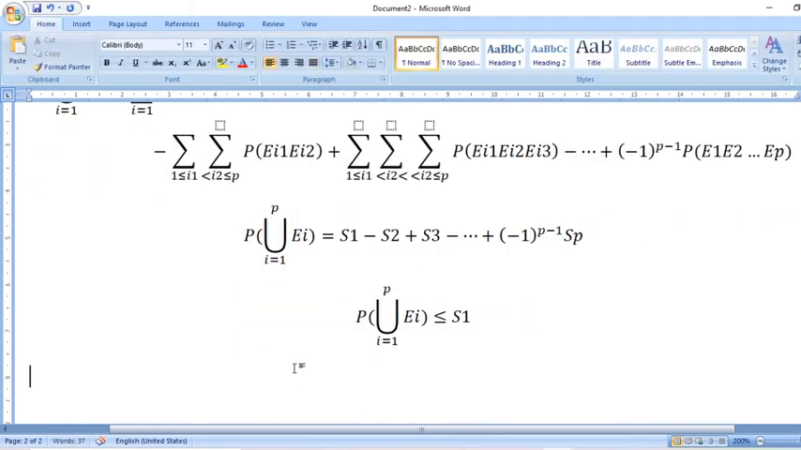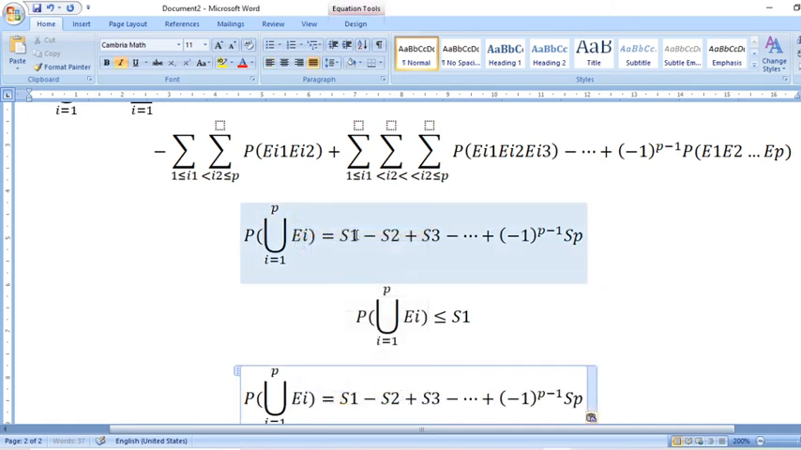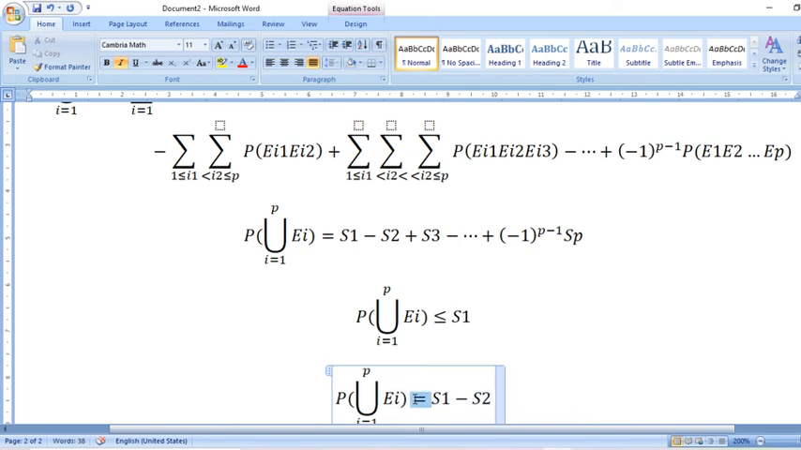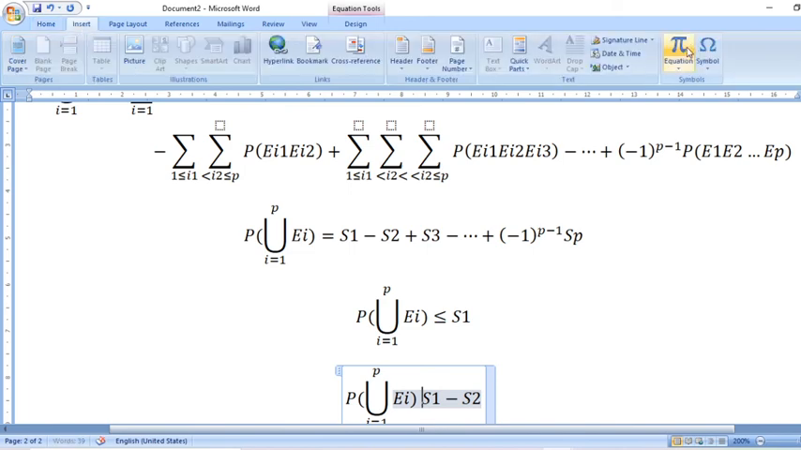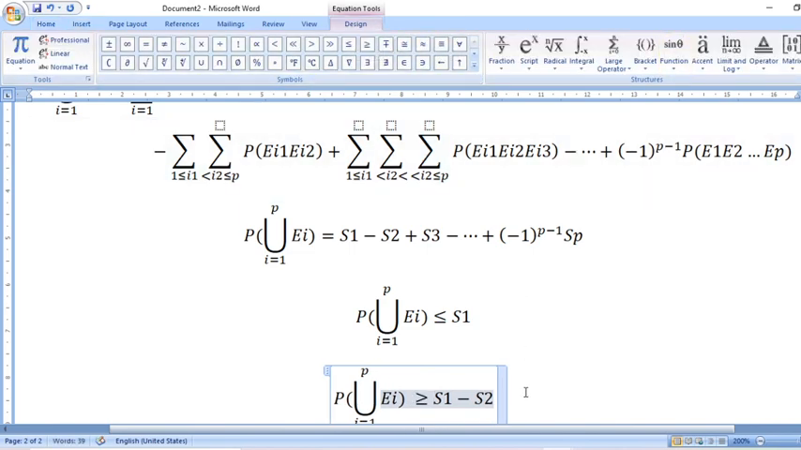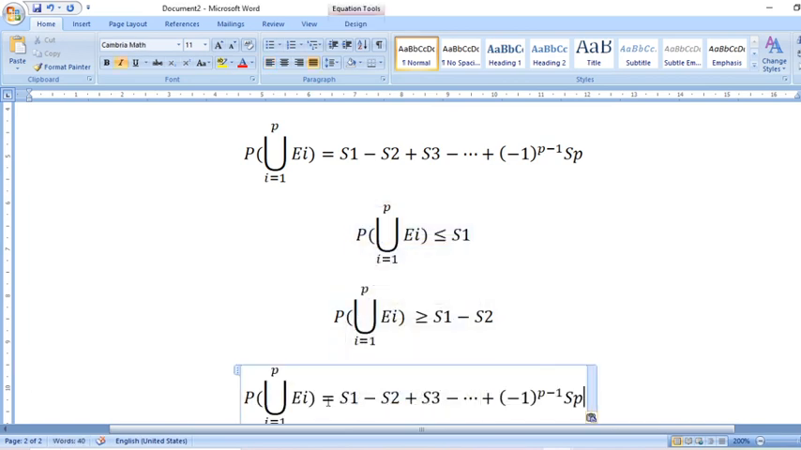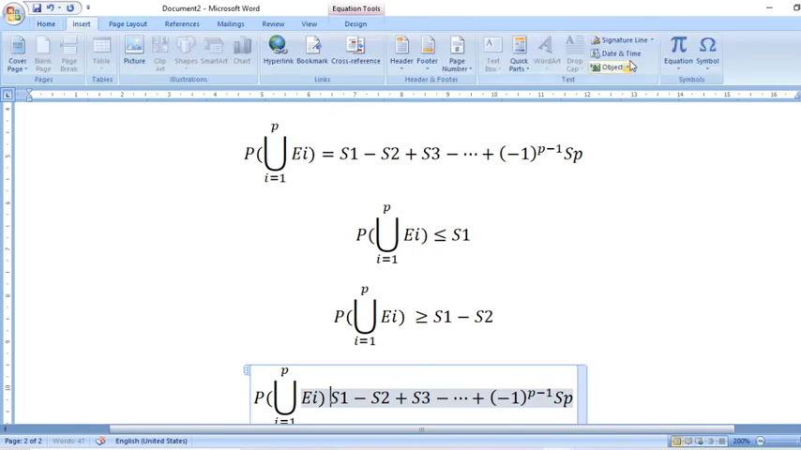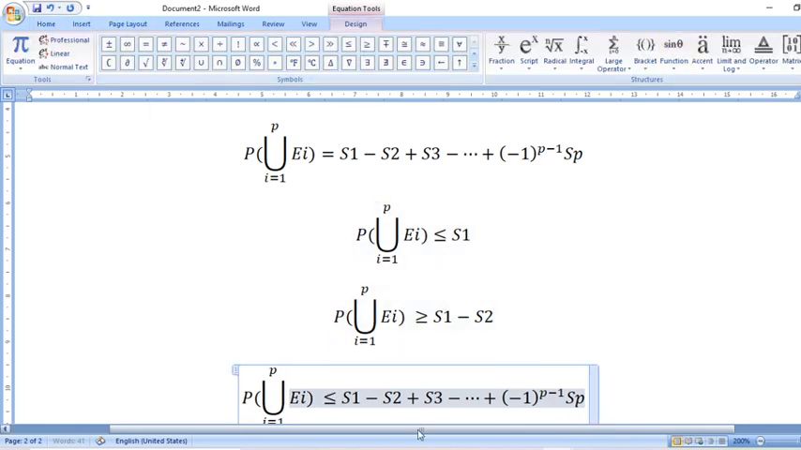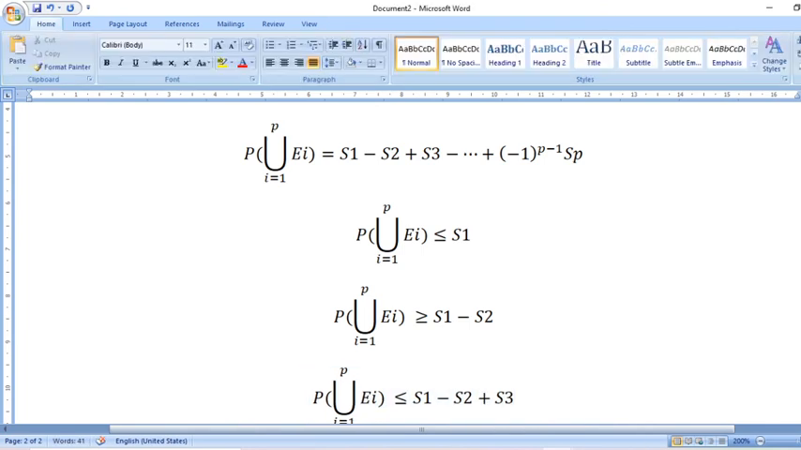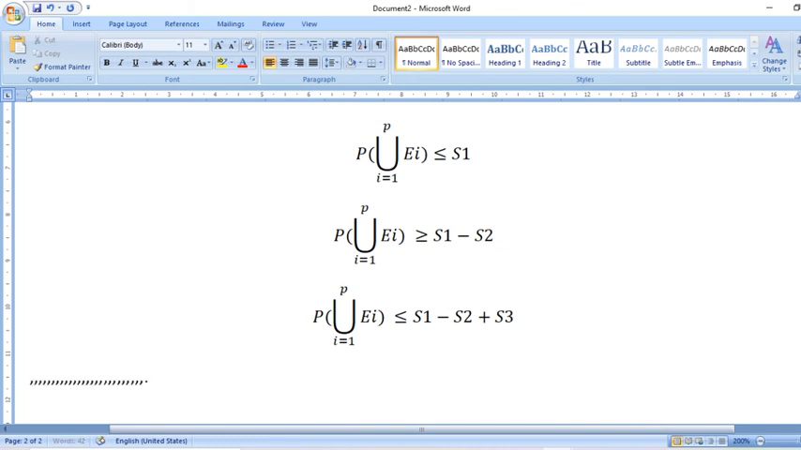What will be the next step? We can use 2 times. So what will be the result? We will have greater than or equal to, right? So what will be the next? Next will be less than or equal to. So in this case, there will be 3 times. So we can continue like this. Okay. What will be the last step?